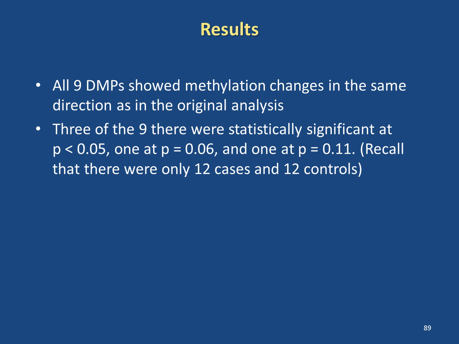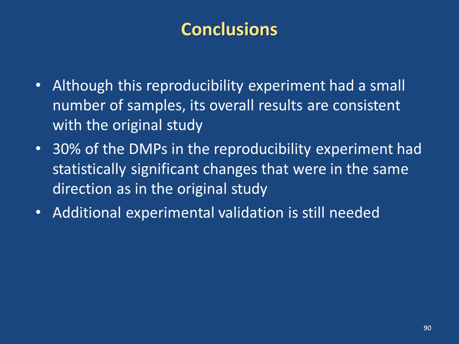One was at 0.06, one at 0.11. But of course, there's only 24 cases, 12 cases and 12 controls, 24 total. So they concluded that this provided some reasonable support for the original study, which was larger. So in conclusion, basically they found that 30% of the DMPs in the reproducibility experiment had statistically significant changes that were in the same direction as the original study, and that of course additional experimental validation would be needed to provide additional support that these are causal.